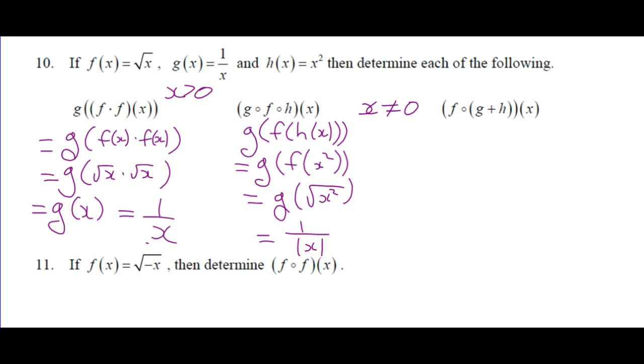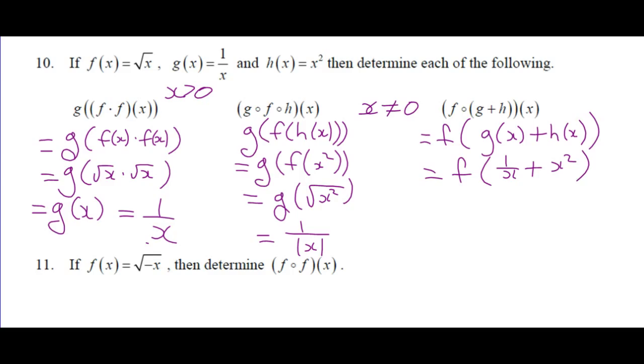Okay, F of G, what is this? F of, what's this mean? G of X plus H of X. Okay, so that's a sum, right? G plus H of X in real terms means G of X plus H of X. So this is F of, so what's G of X? It's 1 over X plus X squared.